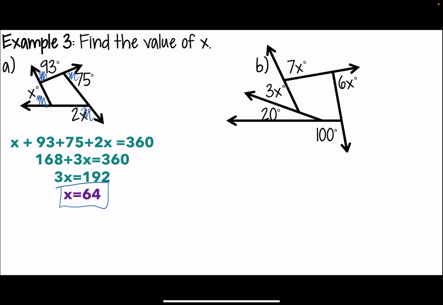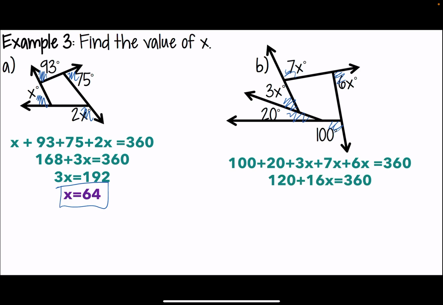All right, so now same thing. We're going to add up all of these exterior angles. Simplify it, okay, because we've combined our like terms. Subtract the 120 and divide both sides by 16, and you get x is equal to 15. It's that easy. And you guys can do this.